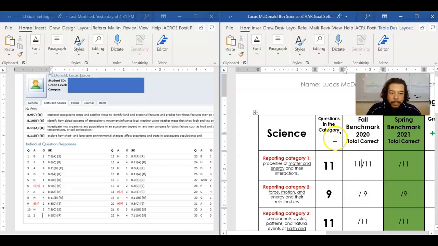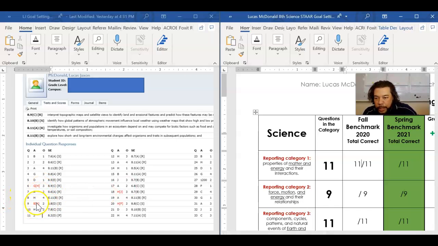I'm going to type in 11. So this kid went 11 for 11 with reporting category 1 questions, which makes sense because we took this test in October after we had already covered the information from reporting category 1. So this is telling me that he is solid on that and he won't necessarily have to go back. Maybe a review will benefit him as we get closer to test time, but those concepts are in his brain somewhere.